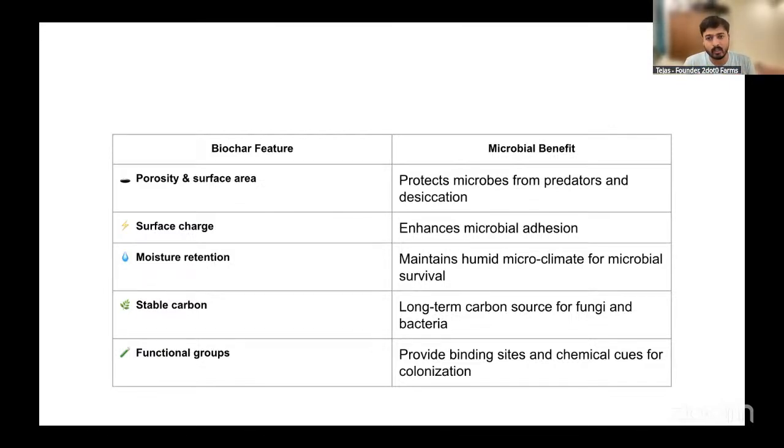And these are things that we talked about, which even a leaf can give to microbes. But since that leaf would become the microbial food and then not be there around in a season or two, biochar, on the other hand, since it's a very stable form of carbon with the same porosity and everything, is a very long-term carbon source for bacteria, and even for the fungi to thrive. We have seen very good fungal growth in biochar applied soils. And then the functional groups provide binding sites and chemical cues for microbial colonization.